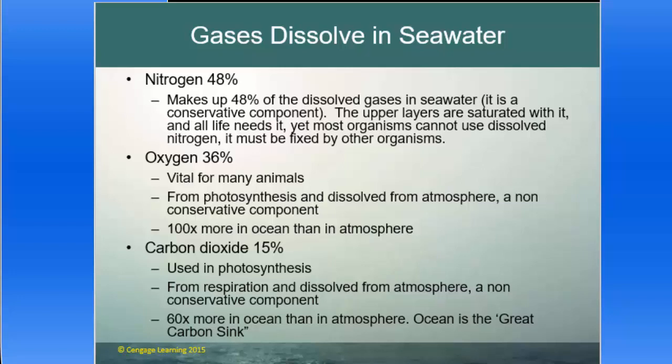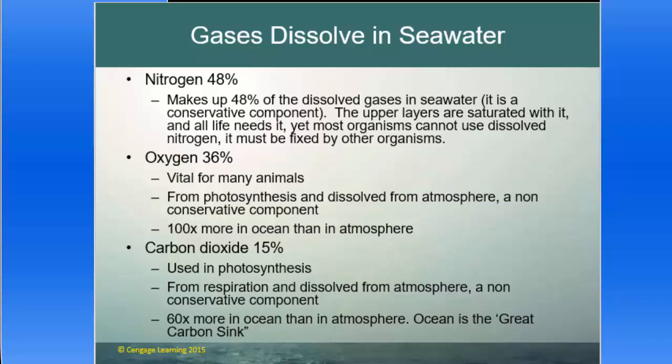Oxygen makes up 36% now of the gases. Of course, it's vital for animals. It comes from photosynthesis and is dissolved from the atmosphere. It's a non-conservative component. It can change depending on biological activity. There's 100 times more oxygen in the ocean than in the atmosphere. And there's 60 times more carbon dioxide in the ocean than in the atmosphere.